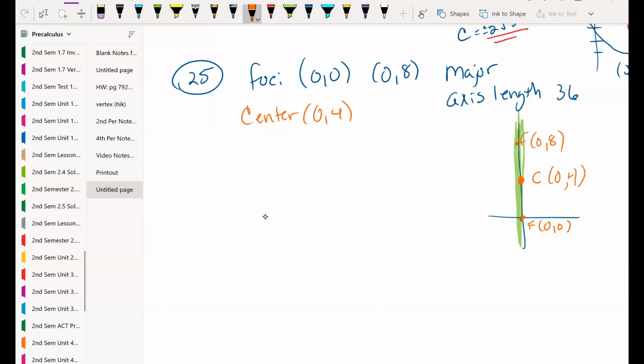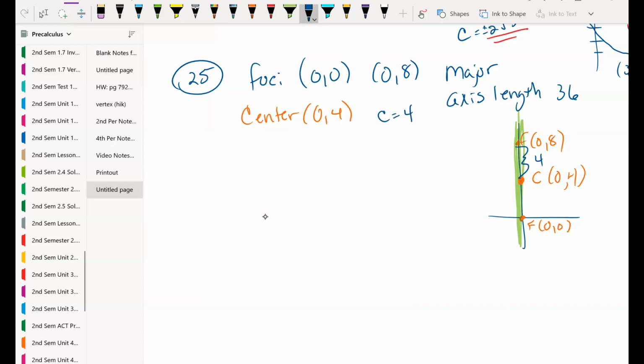We can now use that to solve for c, which is going to help us solve for the other ones, okay? So we know c is the distance between the focus and the center, and that is going to be a distance of 4. To get from 4 to 8, it's 4. So we know c is 4.